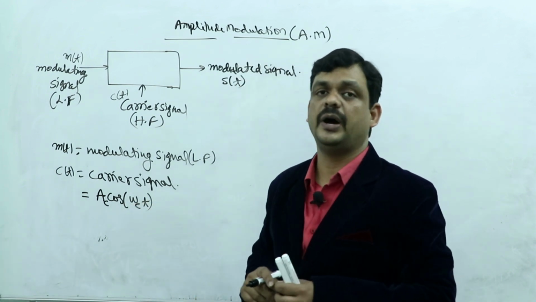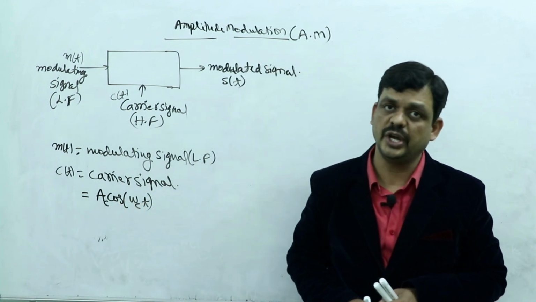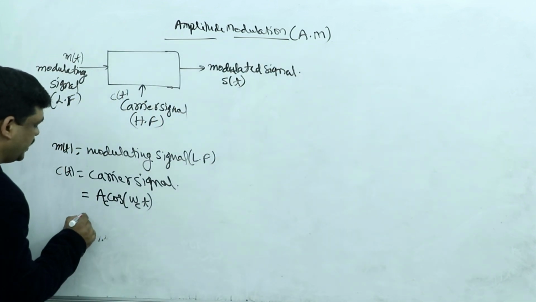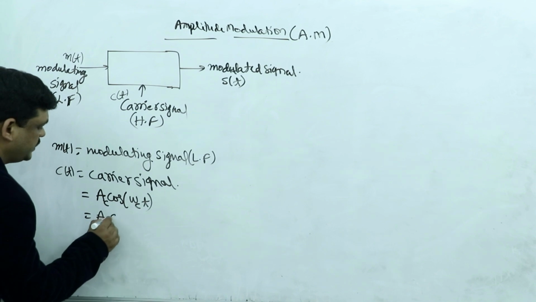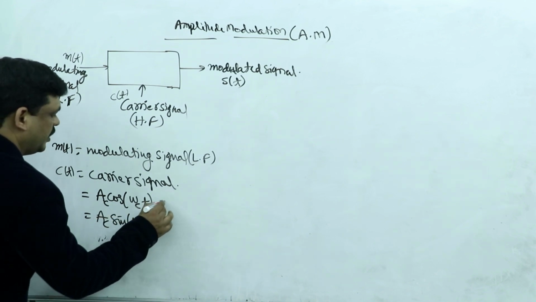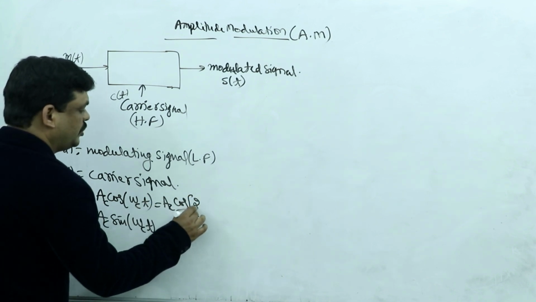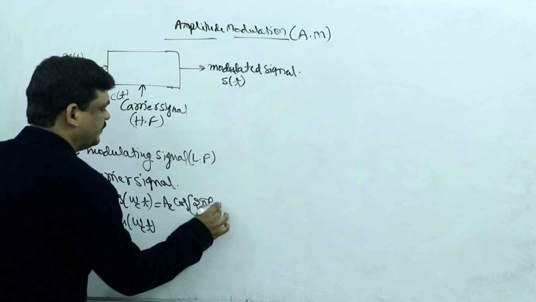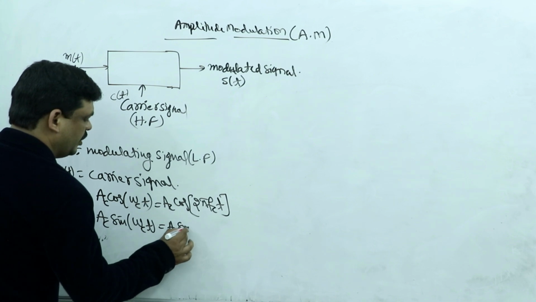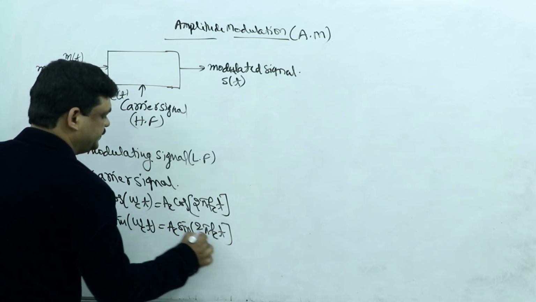Another important point, please remember. Here I have written the cos function. Otherwise we can take the sine function also. Sometimes we can take this format: AC sine of omega ct, or we can write AC cos of omega ct, where omega is nothing but 2 pi f. So AC cos of 2 pi fct, or AC sine of 2 pi fct.